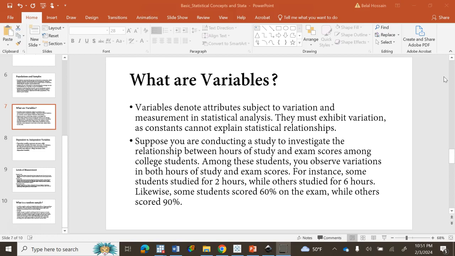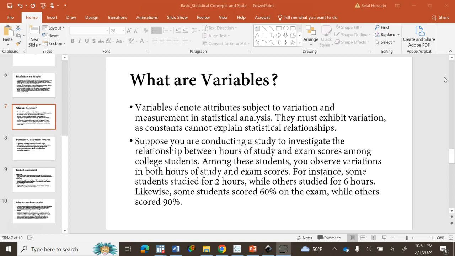So that's why it's called variable. It varies. The value of this thing varies, right? That's why it's called variable. And similarly, exam scores also vary. Some students get a higher score, some students get a lower score. So that's how we know that it varies.